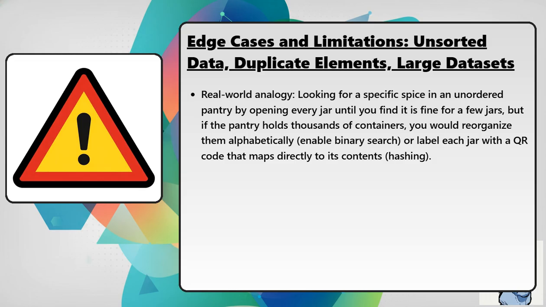Real-world analogy: looking for a specific spice in an unordered pantry by opening every jar until you find it is fine for a few jars. But if the pantry holds thousands of containers, you would reorganize them alphabetically, enable binary search, or label each jar with a QR code that maps directly to its contents, which is hashing.